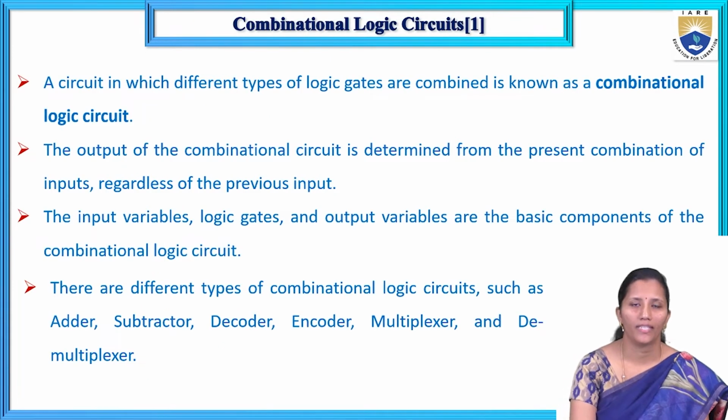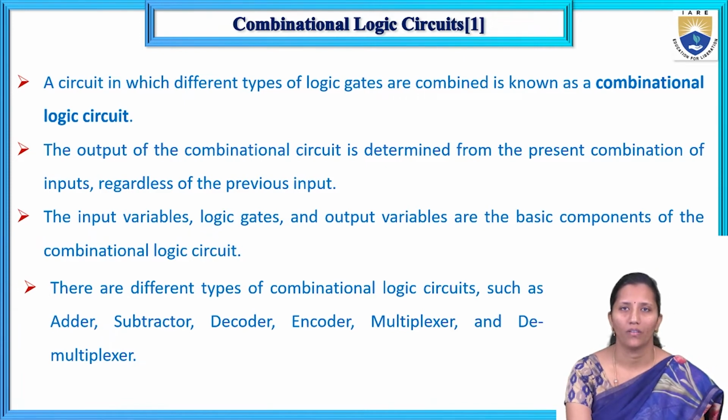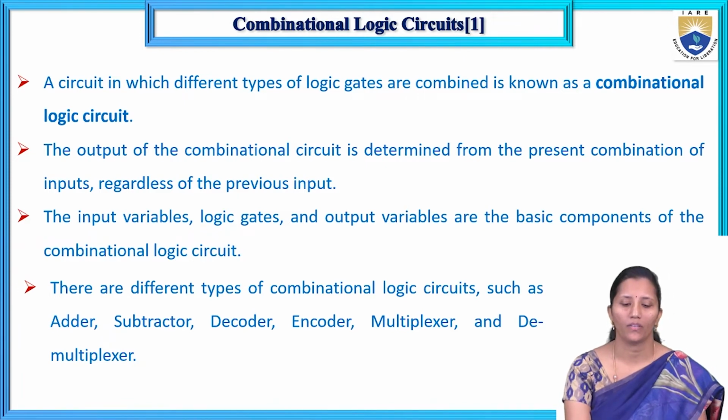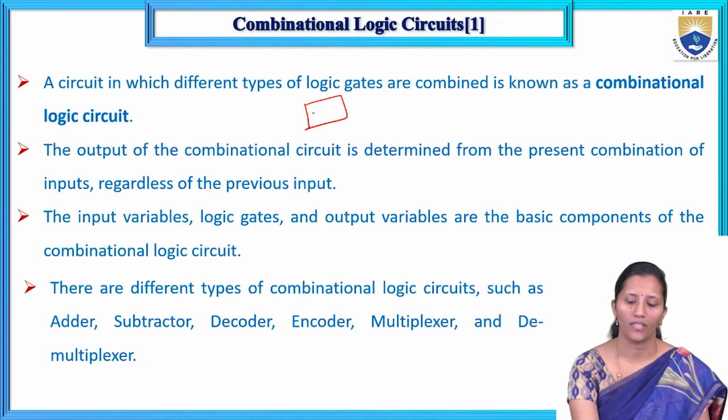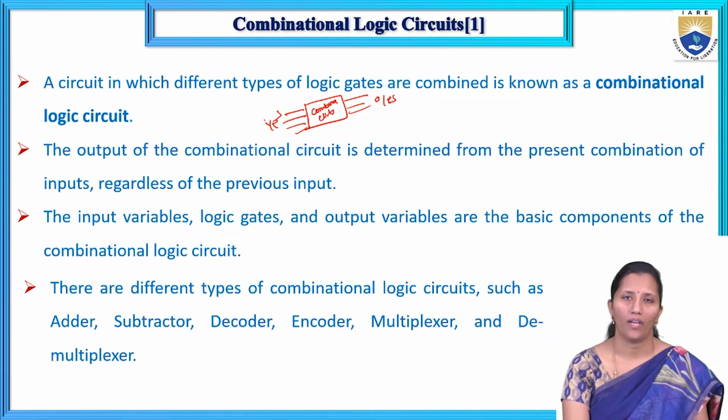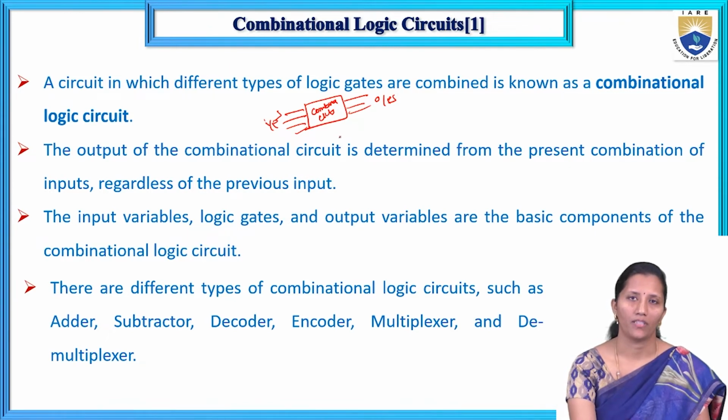So first we will discuss what is combinational logic circuit. A combinational logic circuit is a circuit in which different types of logic gates are used to produce the output. The present outputs of the combinational logic circuit depend on only present input values. It will not depend on previous output values. There are no storage elements in the combinational logic circuit.